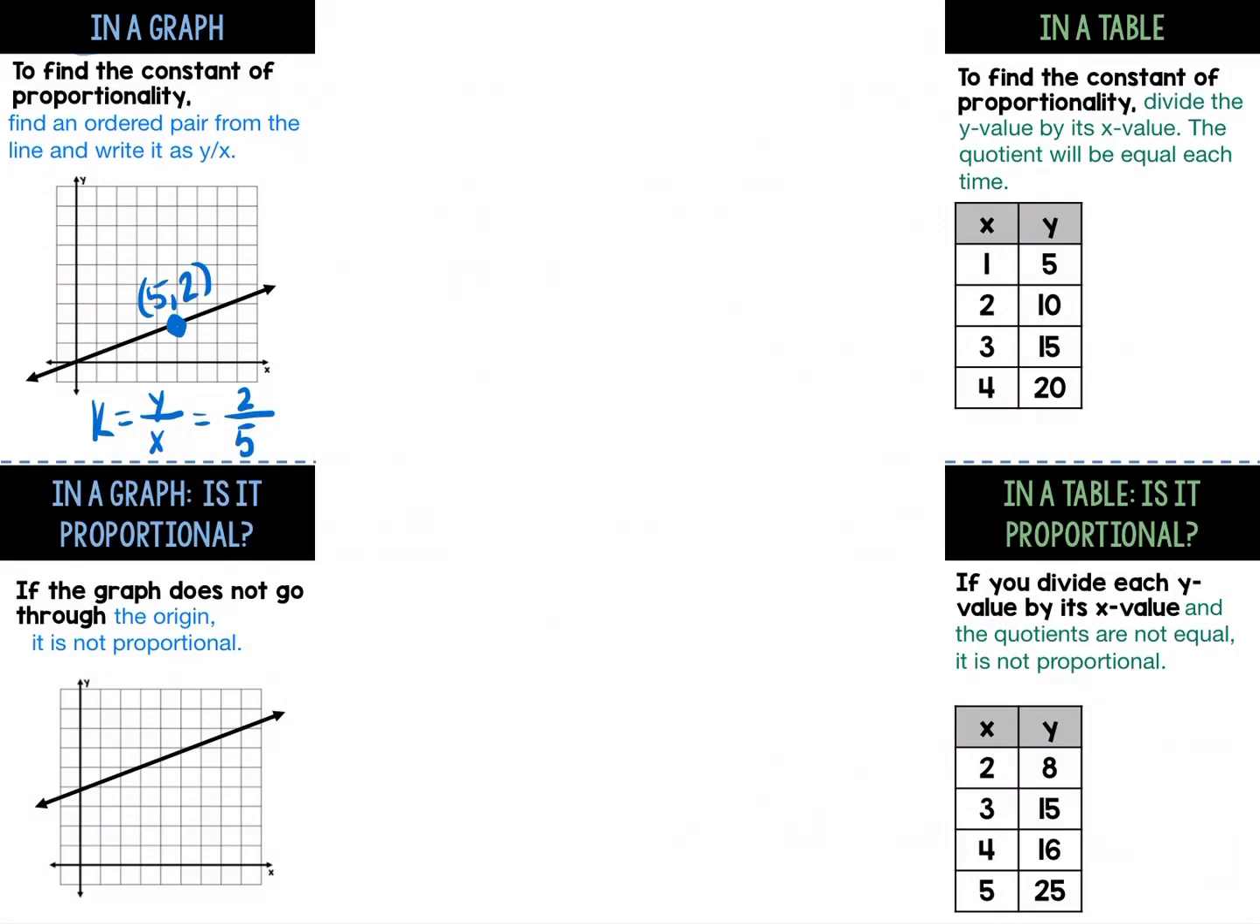And then in a graph, is it proportional? Just remember that this one would be not proportional. I'm just going to put NP for not proportional, because here's the origin and it's not going through the origin. That's a linear line, which we'll learn about later in the year, but it is not proportional.